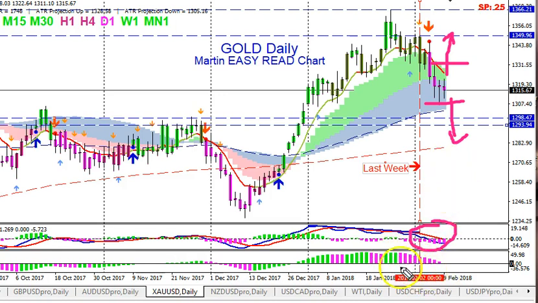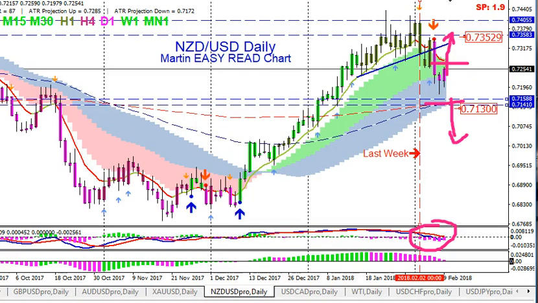And the trending indicator, which is this right here, is also weakening to the downside, so like increasing to the downside. Okay, so with that said, we're now going to move to the next pair, New Zealand USD.